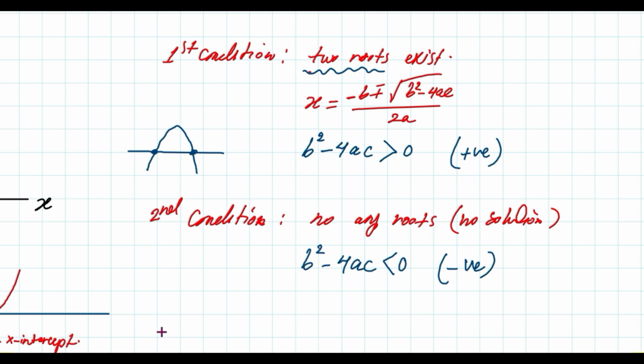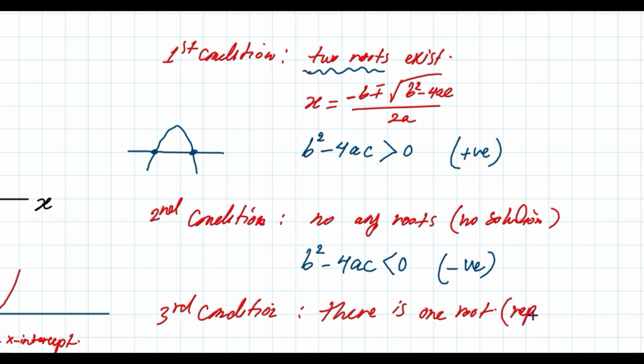The third condition is there can be one single root only. When there is one root, it's actually like the root is repeated, because we know that for quadratic equations, there should be at most two roots. If you look at the quadratic formula, you see that we have the positive and negative sides in the formula, that means we can have two roots at most.